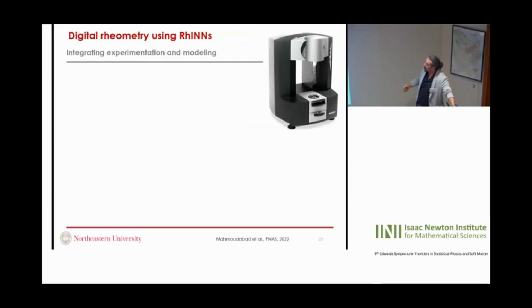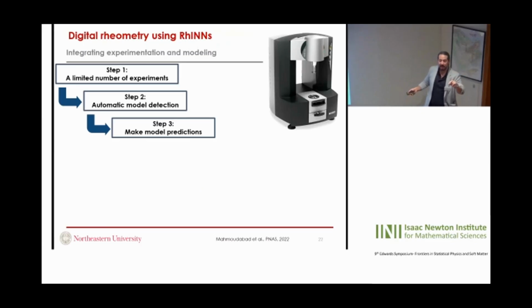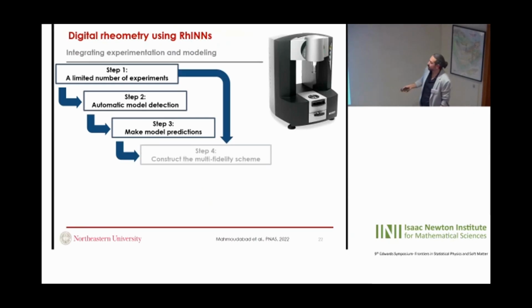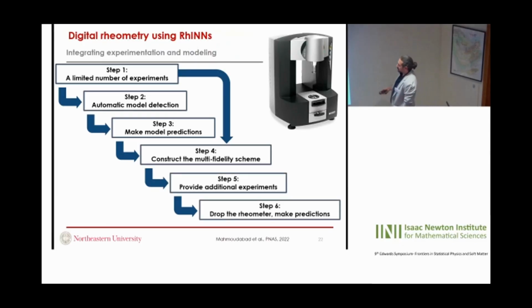So my view of digital rheometry to this point is you start from a limited number of experiments. You can actually use automatic model detection. Once you pick that model and its parameters, now, using the same neural network, you can make predictions for any given flow protocol. Then you can construct this multi-fidelity scheme and add a little bit of additional experiments. And at that point, you can drop the rheometer and just make measurements. So that's our view of how we think about this digital rheometry concept.